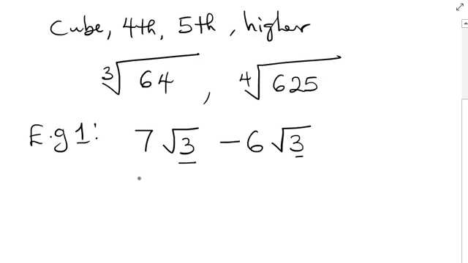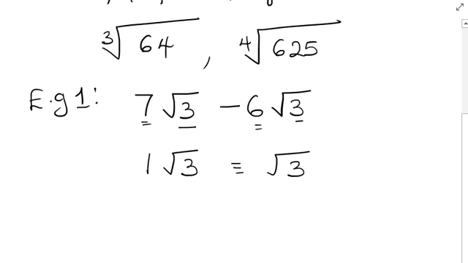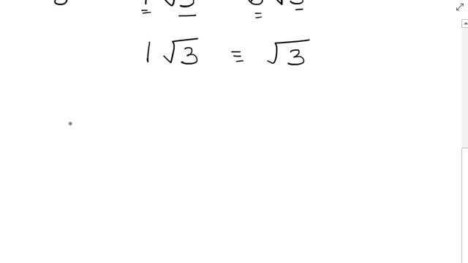So to solve this, all we need to do is to subtract the whole number of the second term from the whole number of the first. That's the 7 minus the 6, which is 1. So that's 1 root 3. That's what we have. So 1 times root 3, you can write it as just root 3. So that's an example. That is quite straightforward. Now let's look at another example here.